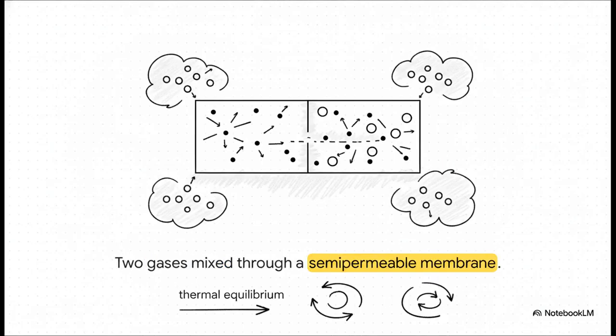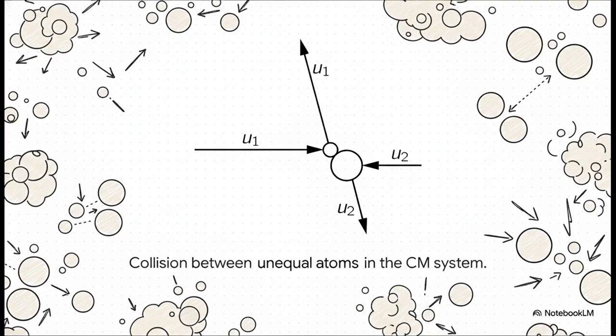And this doesn't just happen with pistons. Even if we swap out the setup for a semi-permeable membrane where the molecules can actually mix and leak through tiny holes, the end result is exactly the same. Through continuous, random collisions, the gases inevitably trade momentum and adjust their velocities to reach that exact same state of thermal equilibrium. So what happens when individual atoms of totally different masses collide?